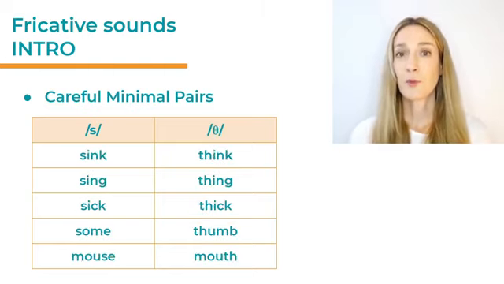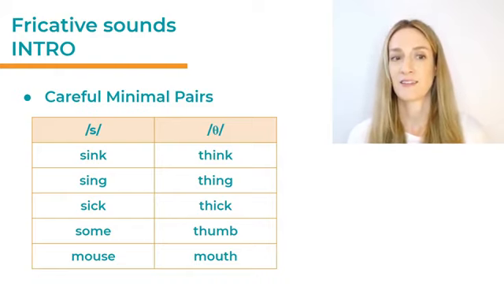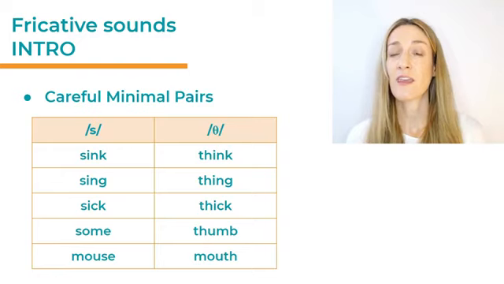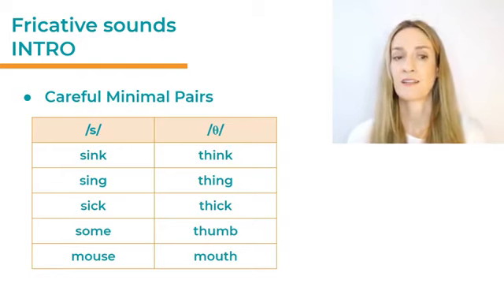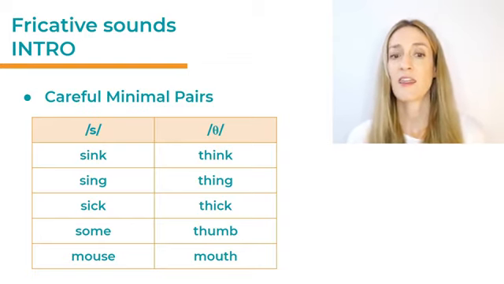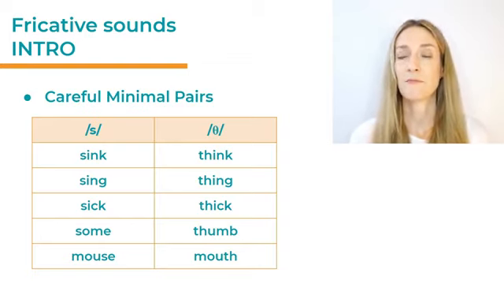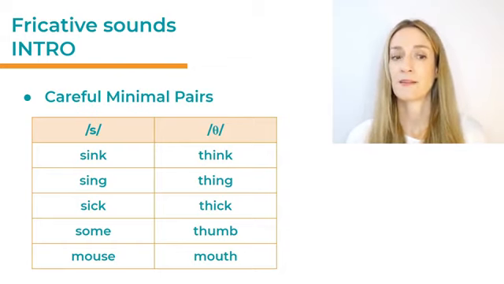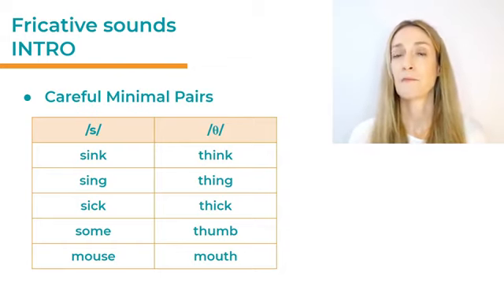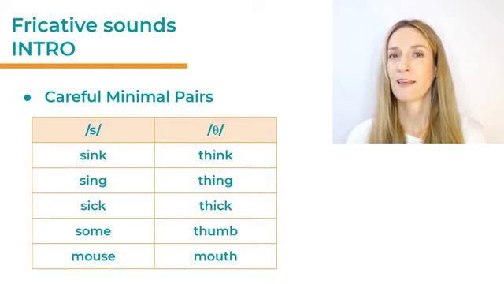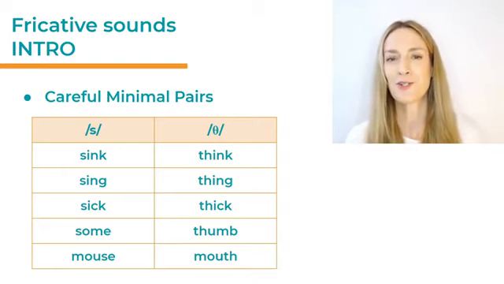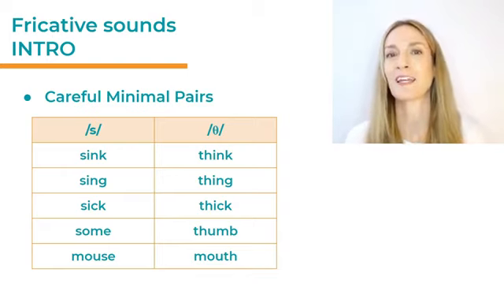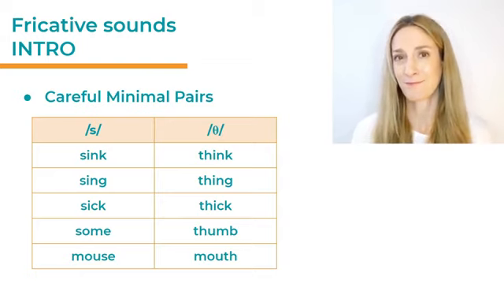Let's have a look at some more minimal pairs, this time for s and th. Sink, but think. Sing, but thing. Sick, but thick. Sum, but thumb. Mouse, but mouth. If you find those difficult to say or even to hear the difference, I would encourage you to go back and watch this part again and repeat the words with me.